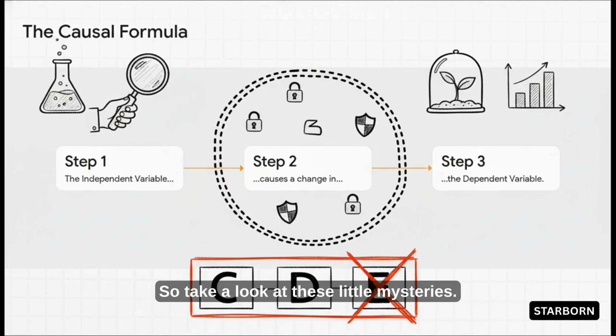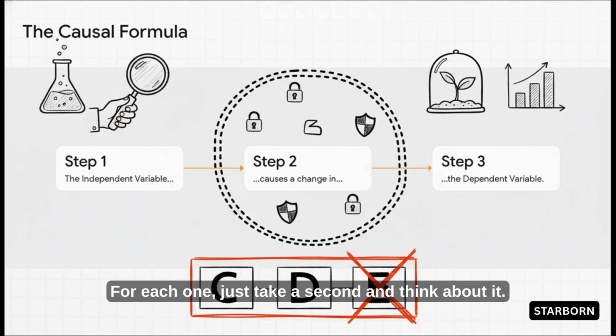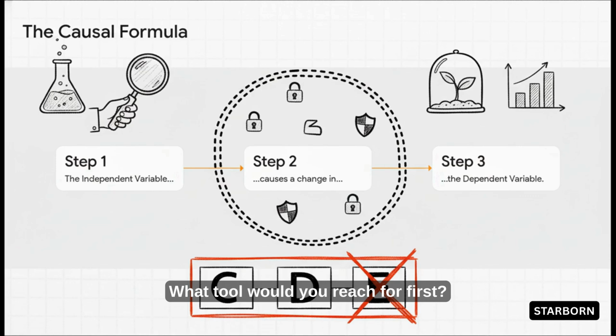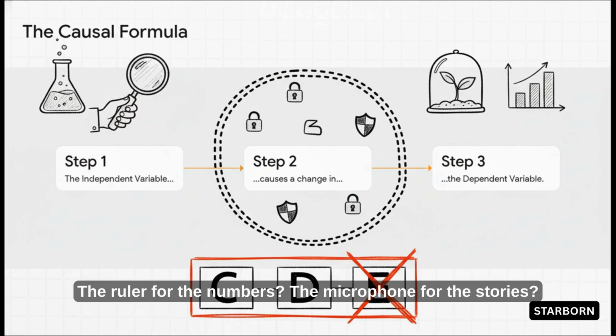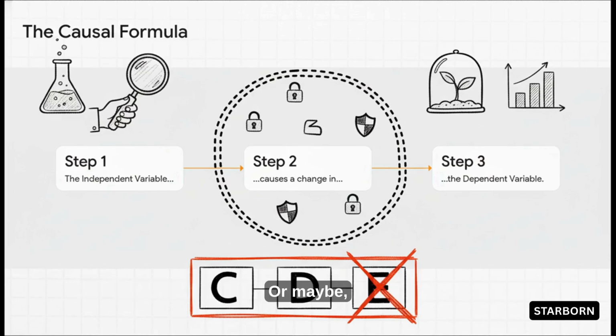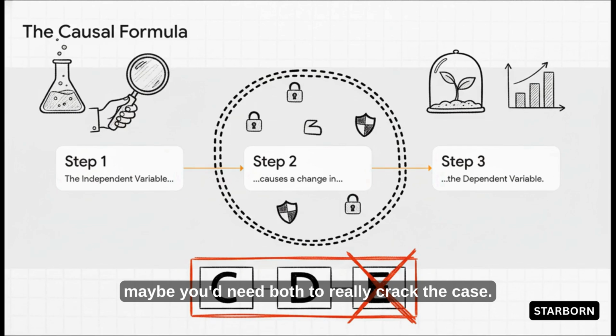It's a simple but incredibly powerful formula. The independent variable causes a change in the dependent variable, while, and this is the most important part, all the control variables stay exactly the same. A causes B, but only if C, D, and E aren't messing things up.